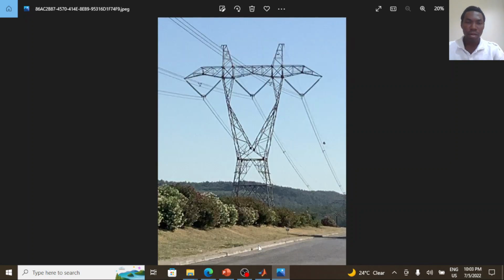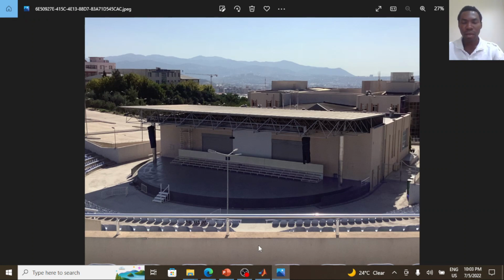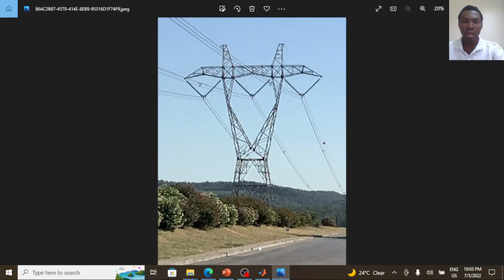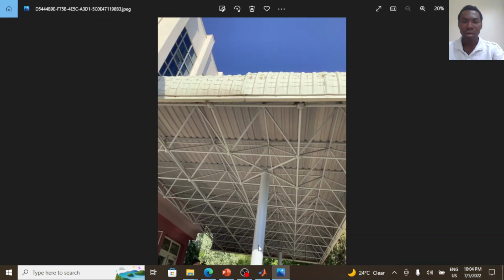Actually, this is a front view of the 3D roof truss system. You can see the clear span of the support. This clear span, if I should estimate it, is around 20 meters. So you can see the application of the 3D roof truss in this image. This is an electrical mast structure used to carry electrical cable. So this is also an example of a 3D truss system.